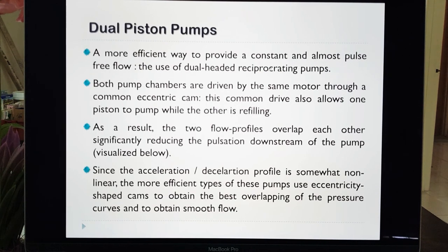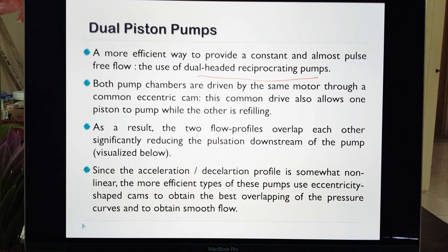Now we move on to the dual piston pump, which is a more efficient way to provide a constant and almost pulse-free flow, using a dual-headed reciprocating pump. Both pump chambers are driven by the same motor through a common eccentric cam, and this common drive also allows one piston to pump while the other is refilling.